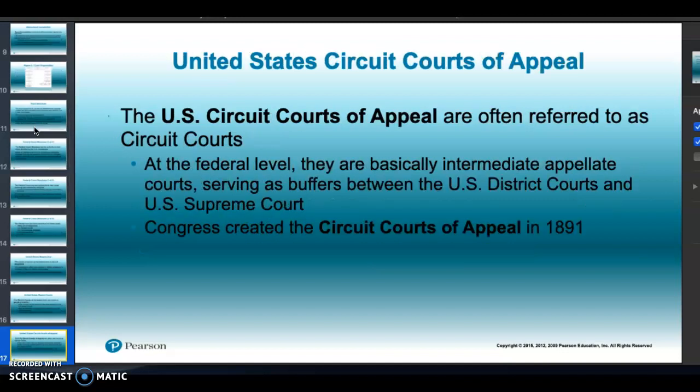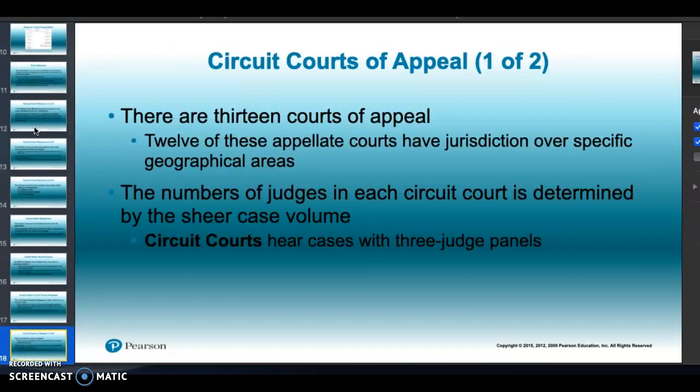At the federal level, they are basically intermediate appellate courts that then make the determination on the trial courts, just as we explained earlier with the state courts. The appeals courts in federal are going to look at the decisions by the district courts and make sure that the law was applied correctly. There are 13 courts of appeal. 12 of these courts have jurisdiction over specific geographical areas.